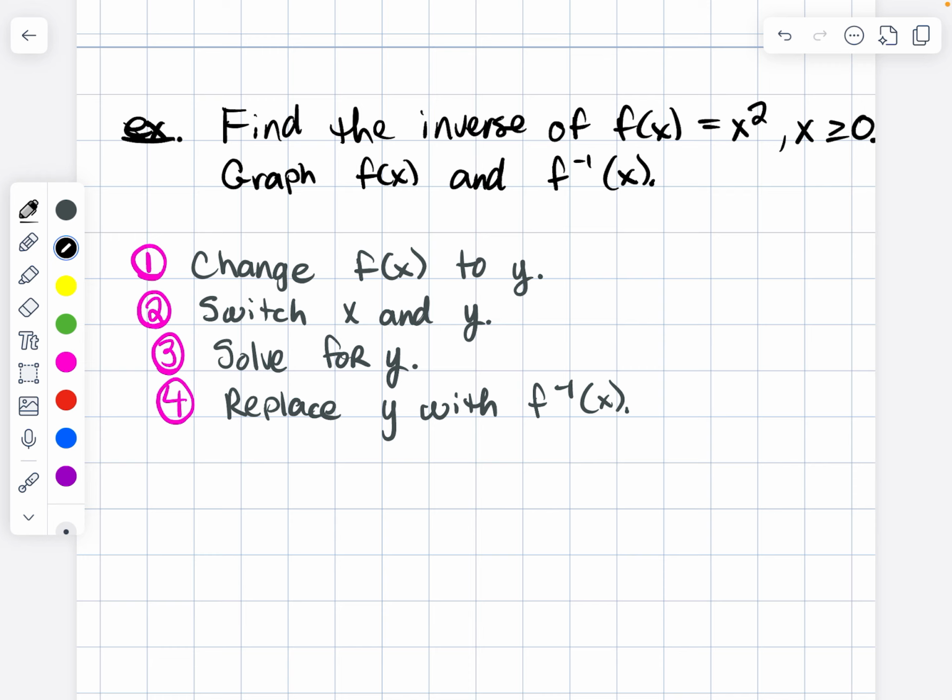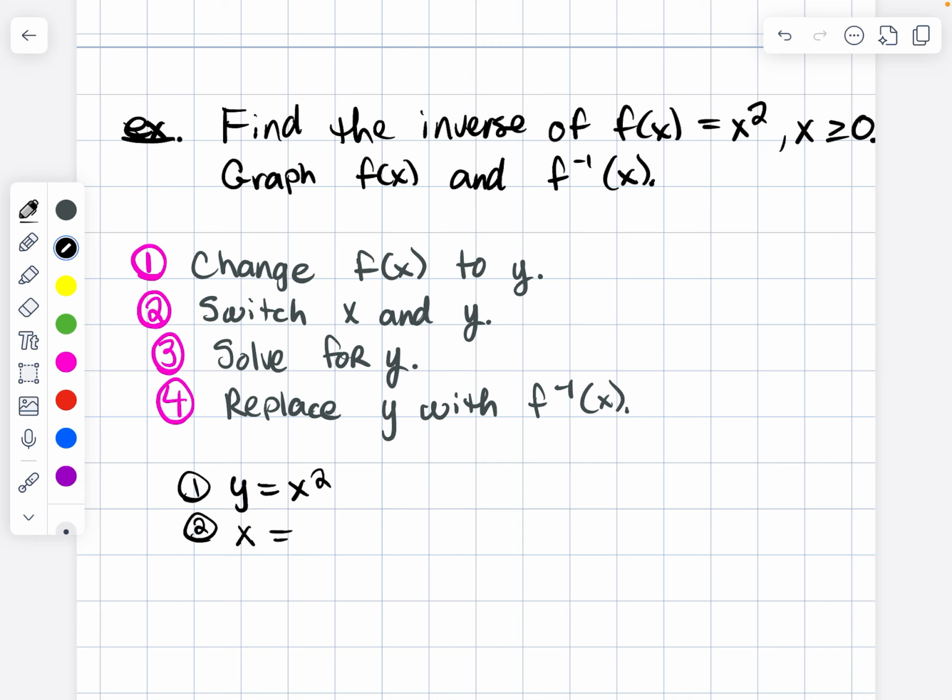So the first step is we need to change from f of x to y. And then we're going to switch our x and y, and we're going to solve for y. And then we will replace the y with f inverse of x. This is how we find the inverse of functions. So let's get started. Remember, our first step is we're going to change f of x to y. So now we have y is equal to x squared, right? First step. Second step, we're going to switch x and y.